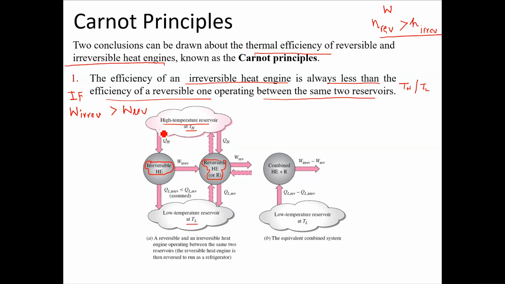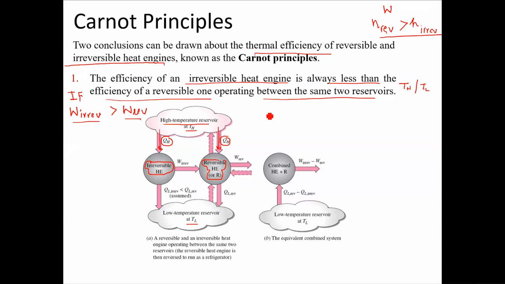And if the same amount of heat is being supplied to both, QH is supplied to the reversible one, QH is supplied to the irreversible one. I assume that the work of the irreversible is more than the work of the reversible. Is it possible or not? I am working on this assumption.